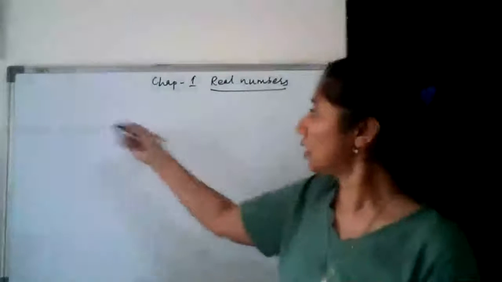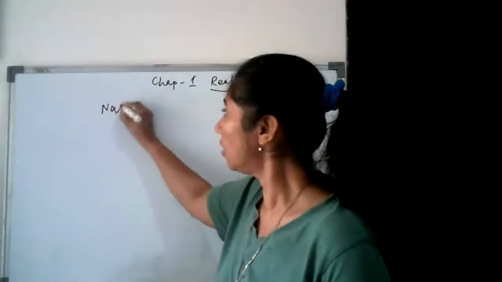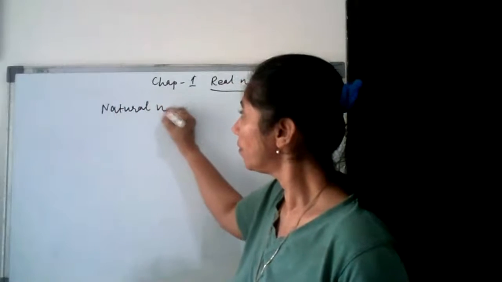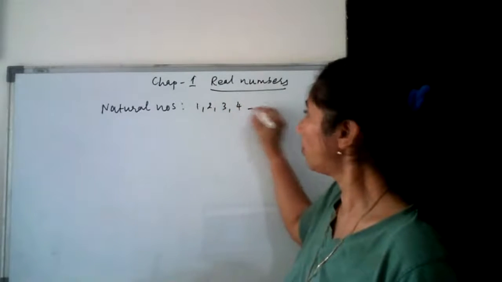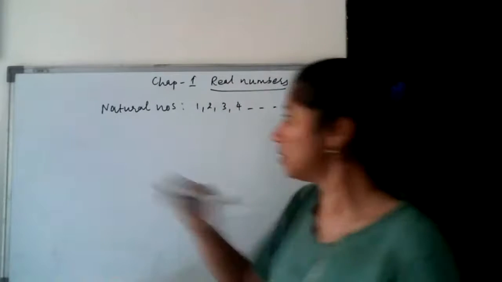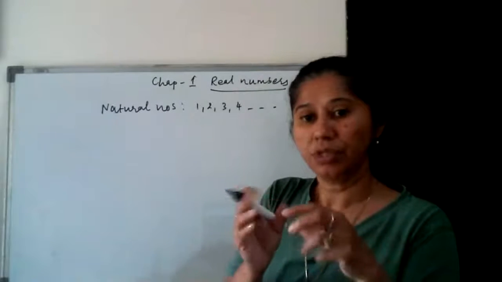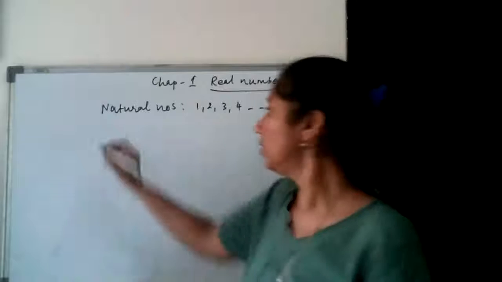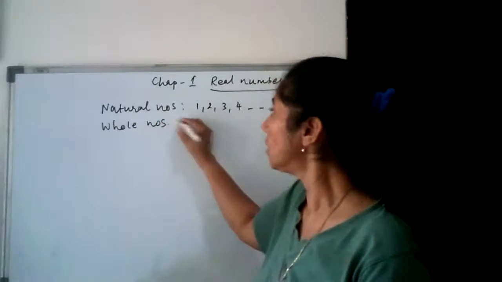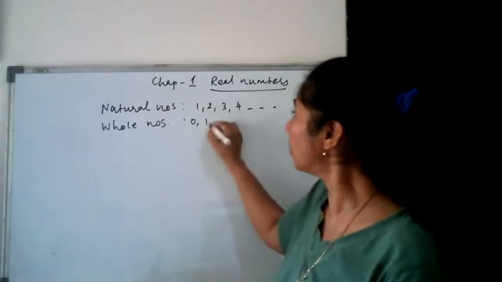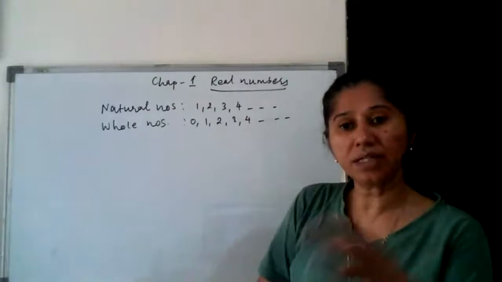Starting from the basics in class 5, you learned the natural numbers, starting with 1, 2, 3, 4 onwards, and we call them counting numbers. Then we extended our group and included zero in it, so you gave the group the name whole numbers. Whole numbers are nothing but zero along with the natural numbers 1, 2, 3, 4 onwards, isn't it? And then further extending the group.